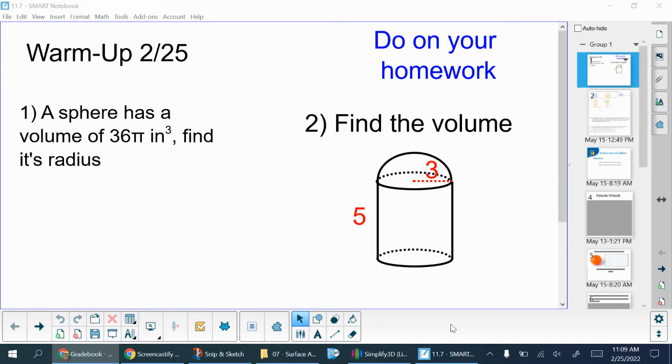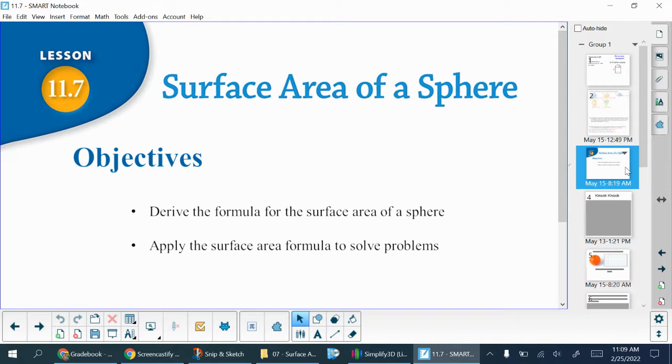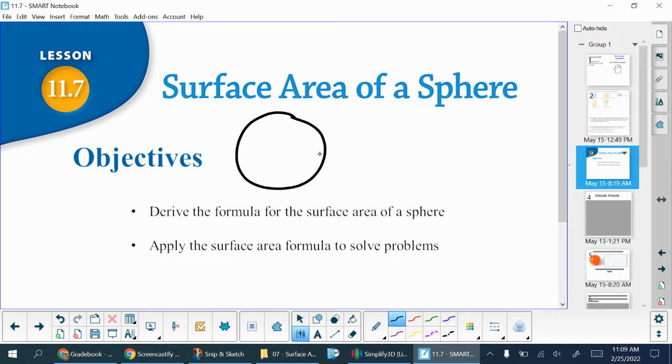Okay, so this is going to be section 11.7. It is the surface area of a sphere. Before we move on here, just a quick little reminder on how surface area and volume are different. So when we're talking about our sphere, the surface area is imagining you were painting that whole thing. How much paint would you need? Where the volume is going to be how much would it take to fill up the inside of that sphere.